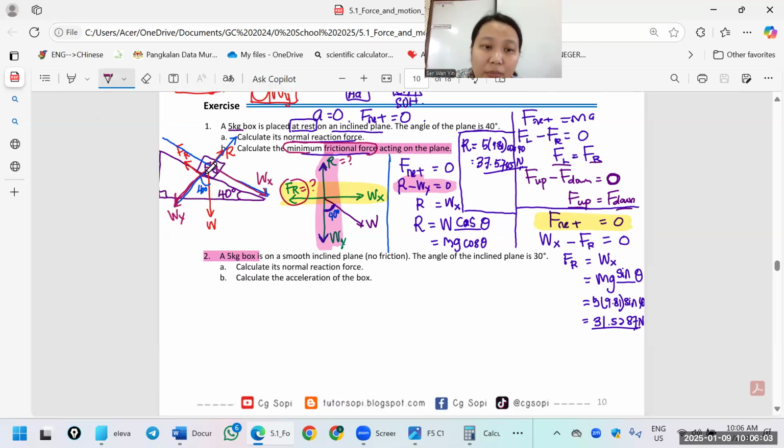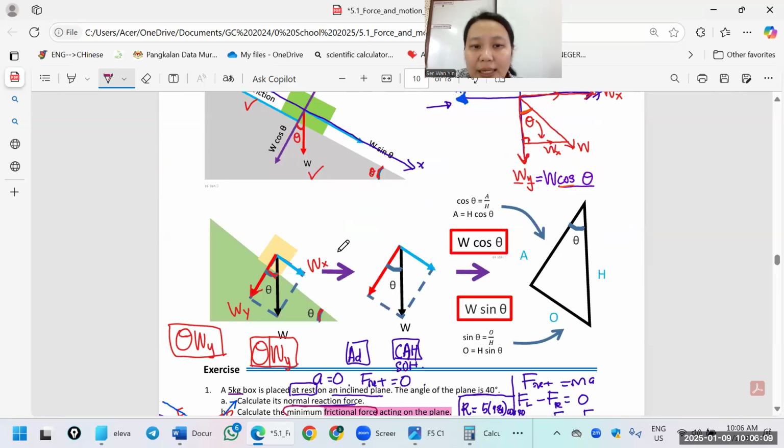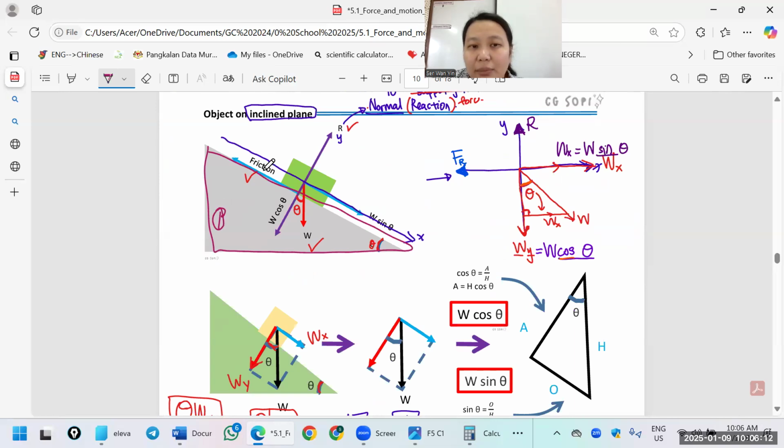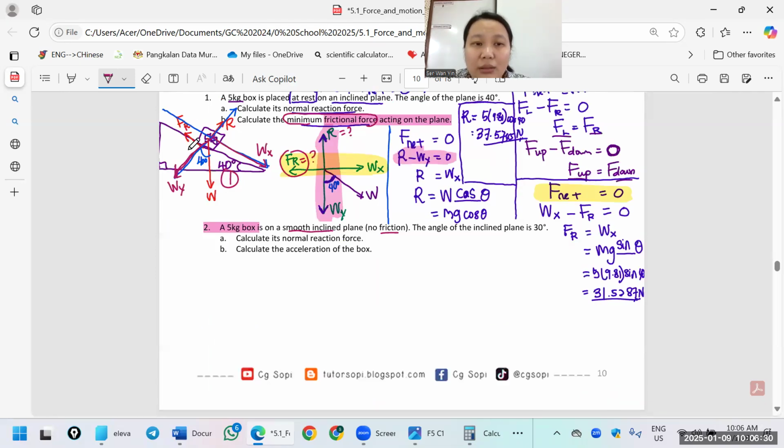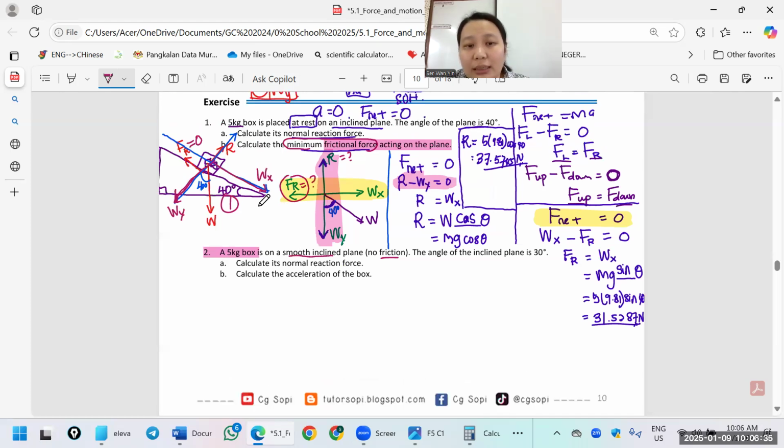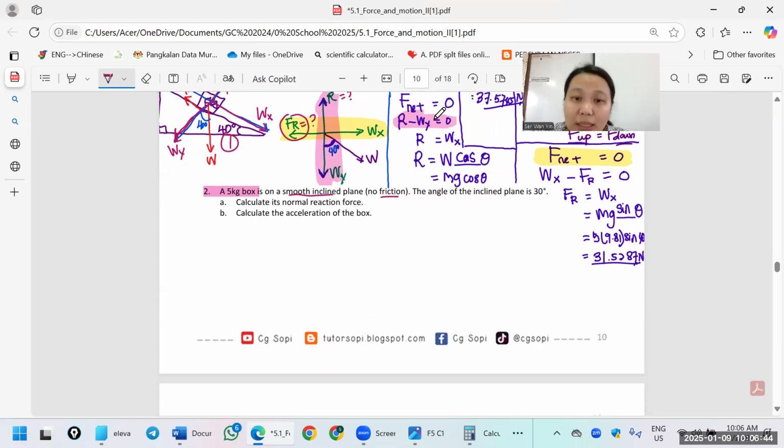Okay, so this one you draw the inclined plane yourself. First, you draw the inclined plane yourself. Second, label all of the forces. Third, draw the XY axis. If you can see in tilted way, then you no need to draw in upright way. Then smooth means no friction, so frictional force equals to 0. So Wx minus Fr is Wx minus 0. Okay, so do it yourself.